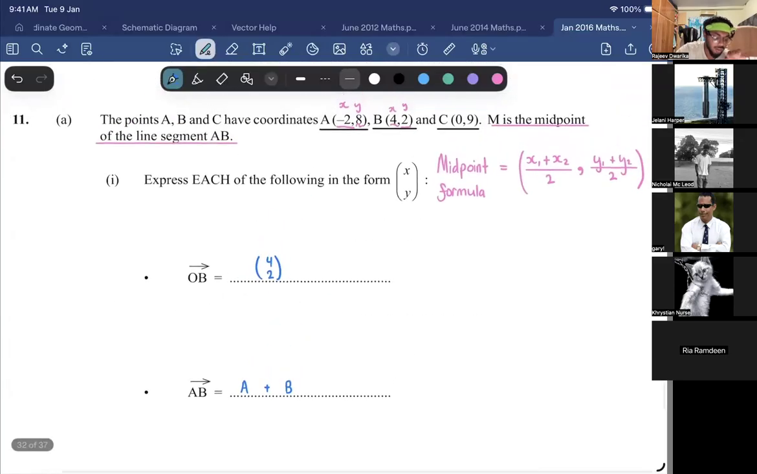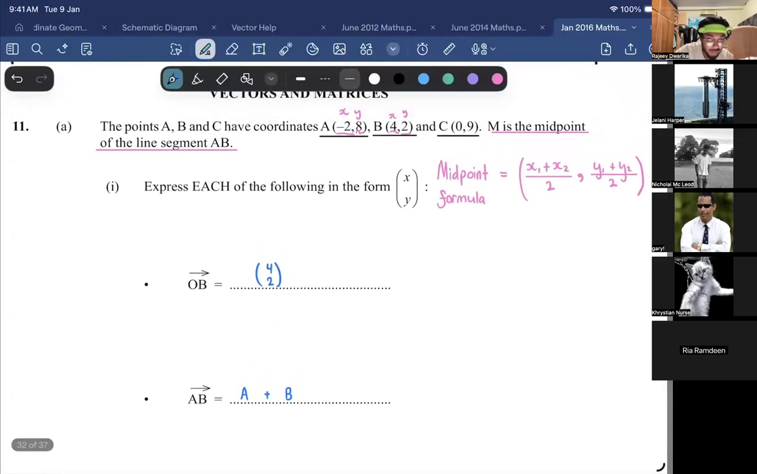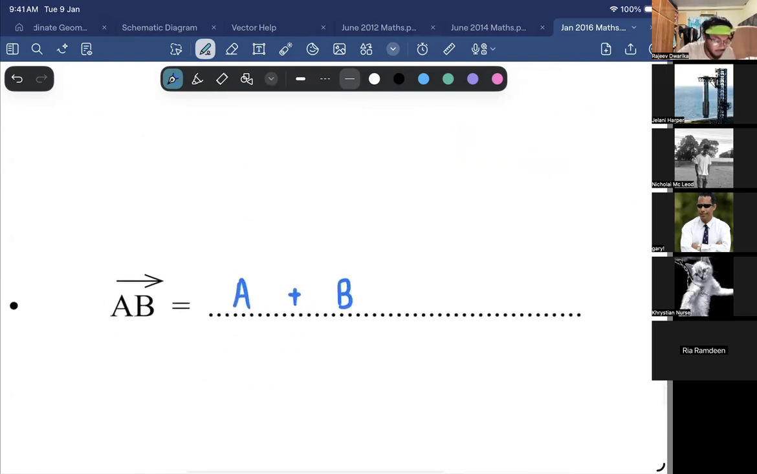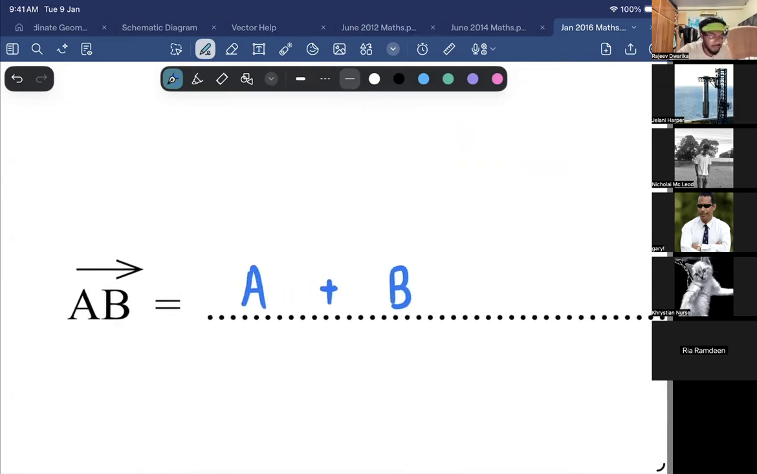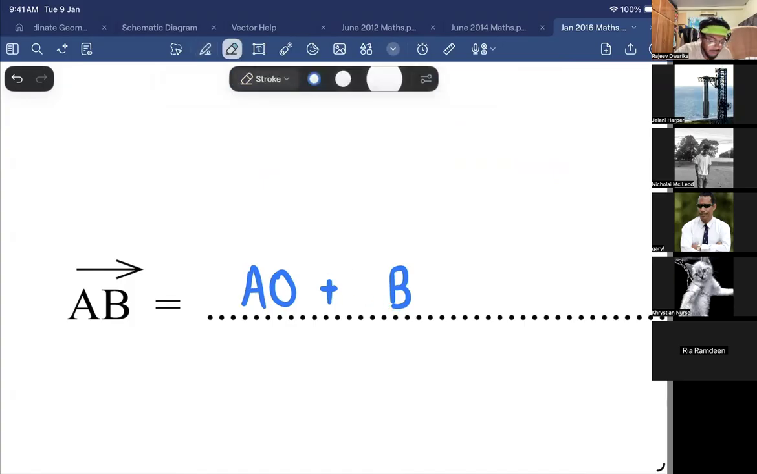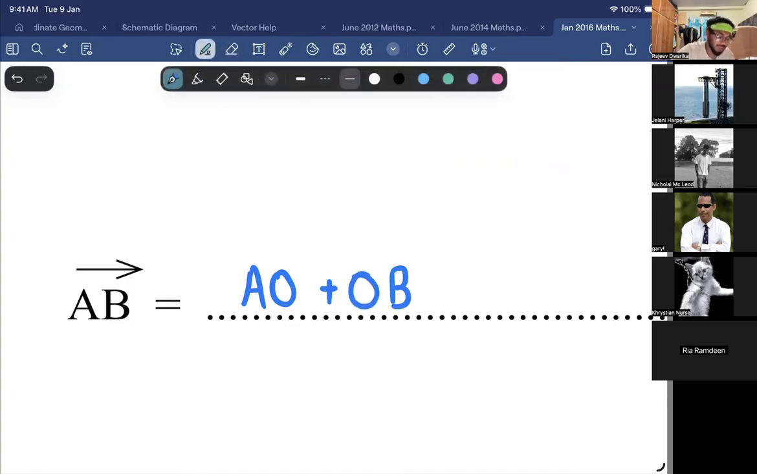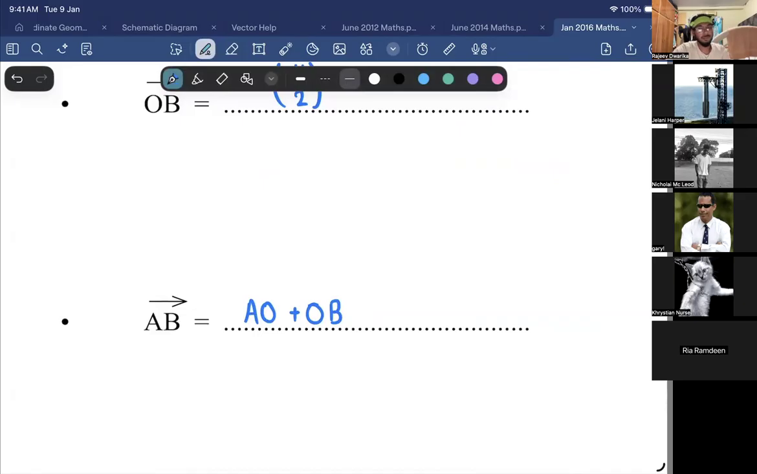And I know that all of these vectors start from 0, 0, from the origin. Just say O. So I could say A to O and then O to where? O to B. That's it. Simple, right? Yes, sir. Yeah, it's simple.